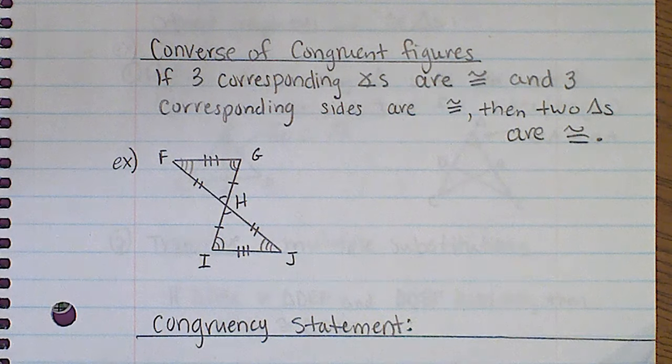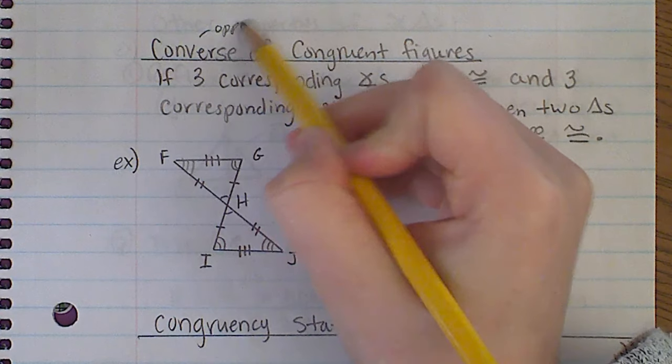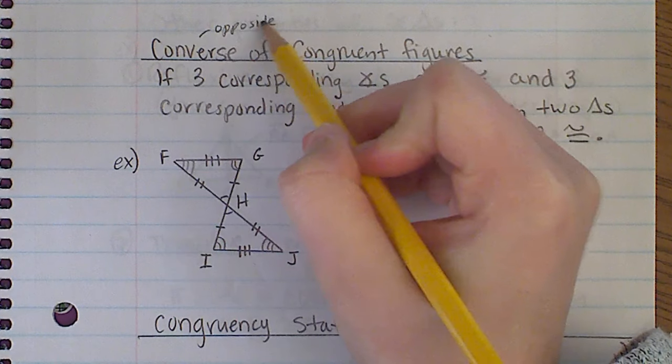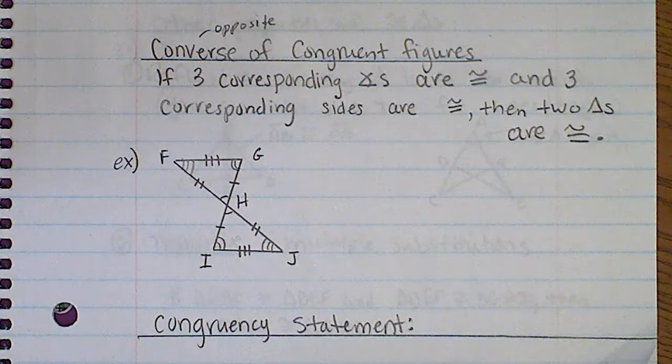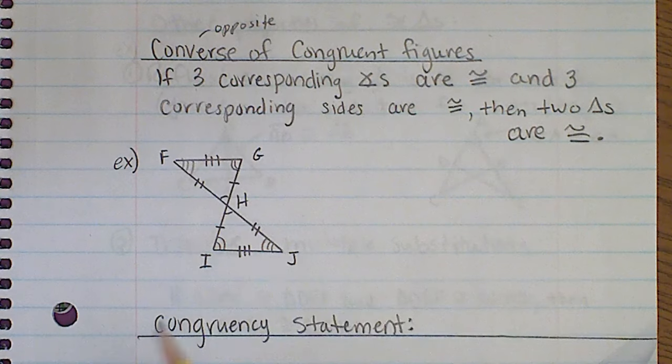The converse of congruent figures also is going to help us decide if two figures are congruent or if two figures are not congruent. And we know that the word converse means opposite, kind of. Like if we flip-flop the if-then. So if we don't know that the triangles are congruent, but we do know 3 corresponding angles are congruent and 3 corresponding sides are congruent, then we must know that the two triangles have to be congruent themselves.